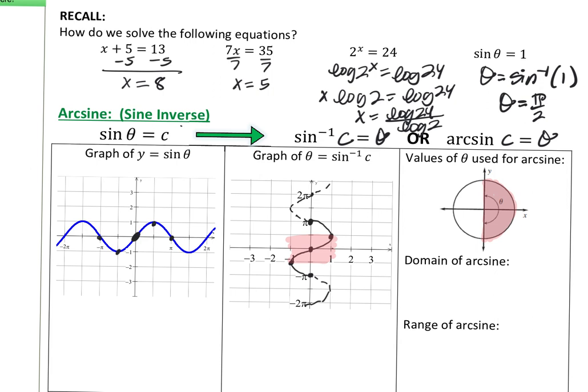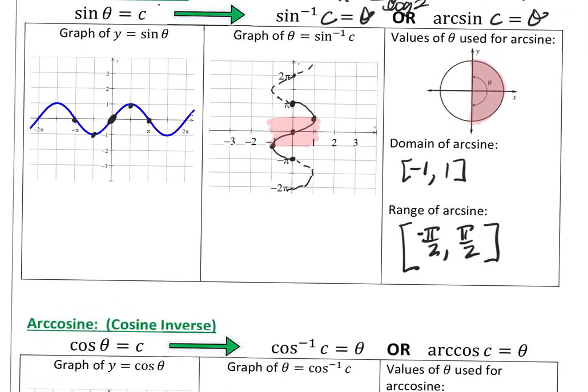So notice here we have domain. Domain is -1 to 1. And then the range is negative pi over 2 to pi over 2. Okay, so it's the flip of domain and range, basically. Well, we have to restrict the domain on it, so it's a little bit different. But anyway, so that's our domain and range.